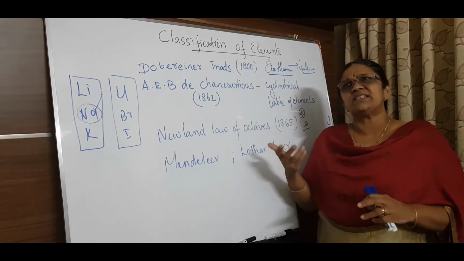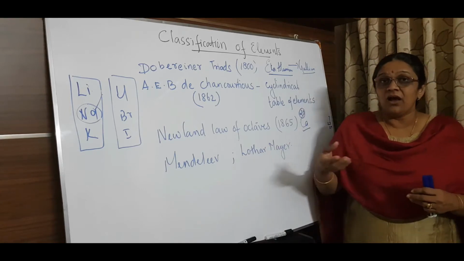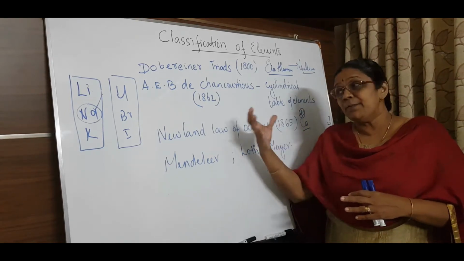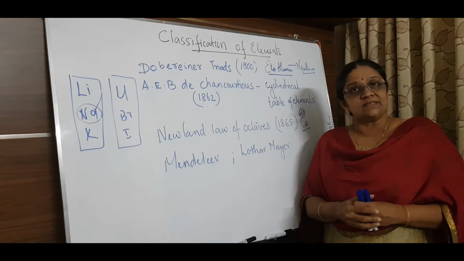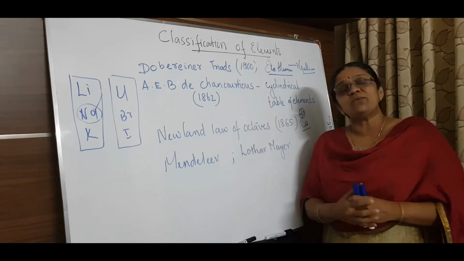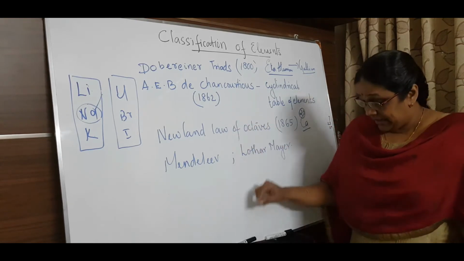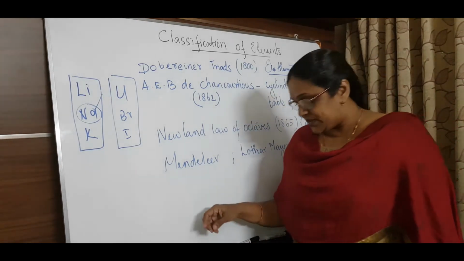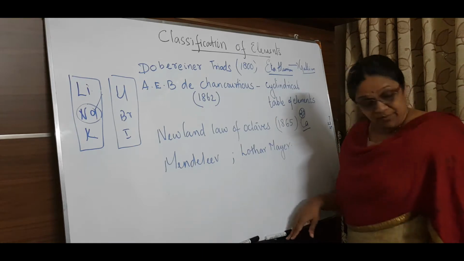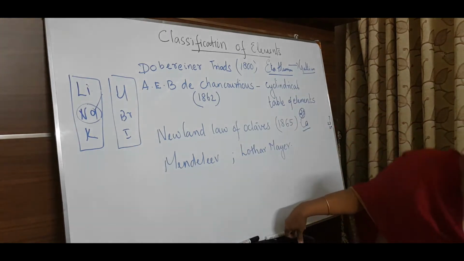Okay, and also he could not explain the gradation, how many elements come in between two atomic weights. So that was also his limitation. But then came a scientist called Henry Moseley. What is it? A scientist called Henry Moseley.